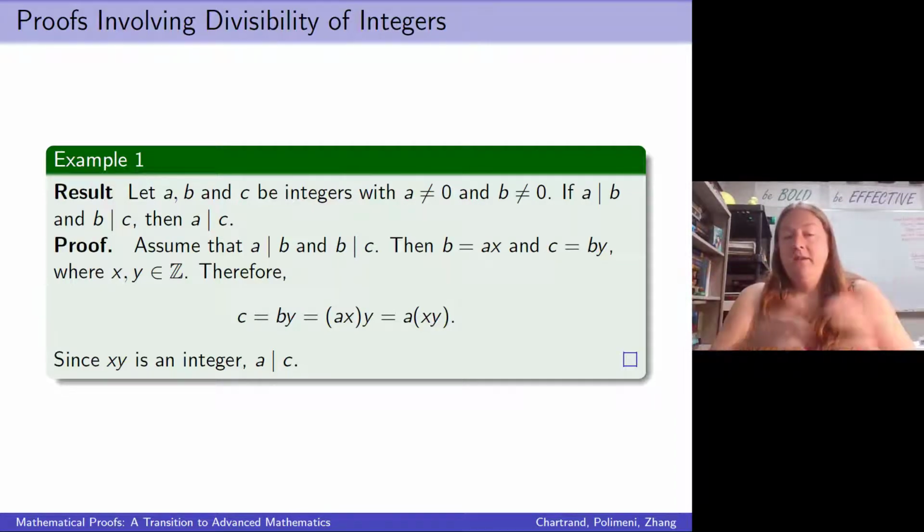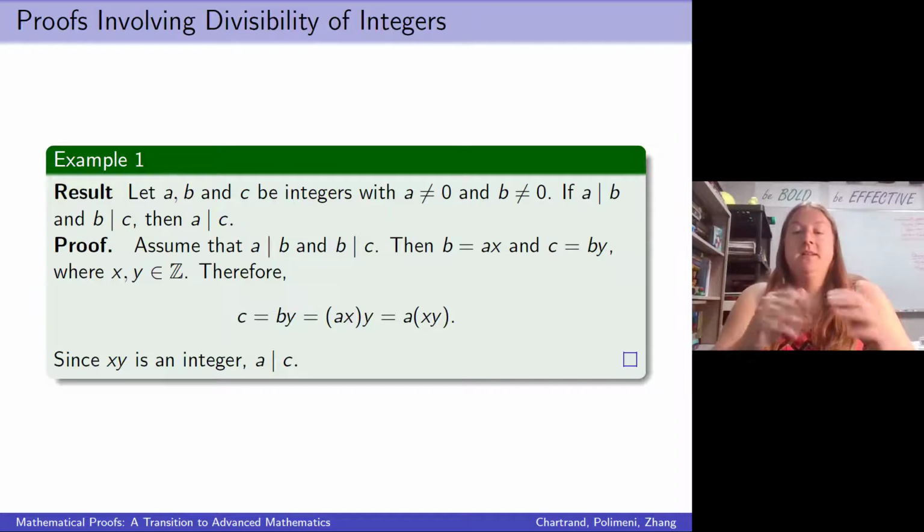So we have a, b, and c are integers already. We've got a and b are not 0 already. And now we're going to assume the thing that goes with the if statement. So we're going to assume a divides b and b divides c. And now we're going to use the definition of divisibility, and we're going to say, all right, well, if a divides b, that means that b equals a times x for some integer x. And if b divides c, that means that c equals b times y for some integer y.